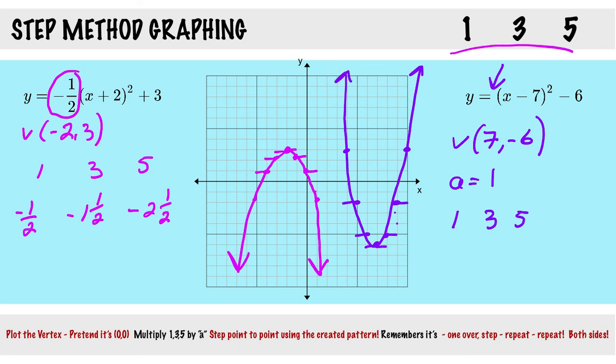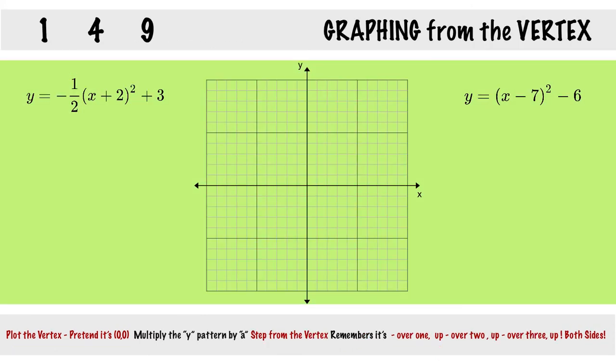And there's my parabola. Again, you plot the vertex and pretend it's 0, 0. Multiply 1, 3, 5 by a. Step point to point using your new pattern. Remember, it's over 1 step, over 1 step, over 1 step, both sides. The alternative is using 1, 4, 9. So in this case, a equals -1/2, and your vertex is -2, 3.